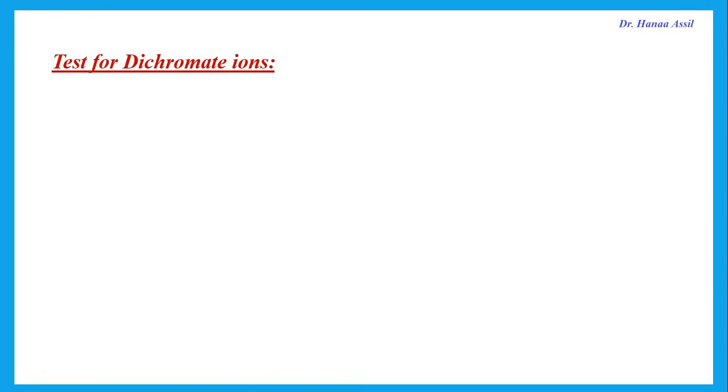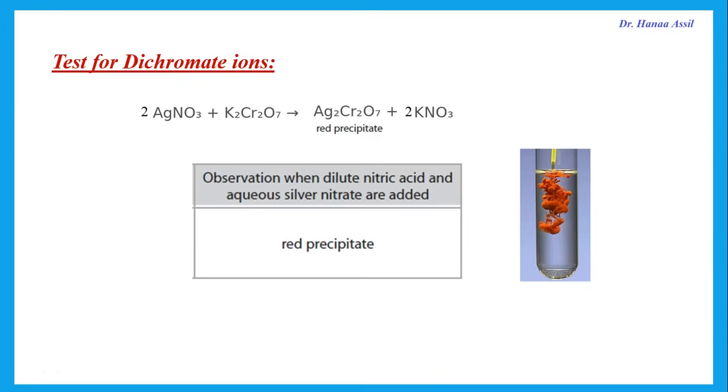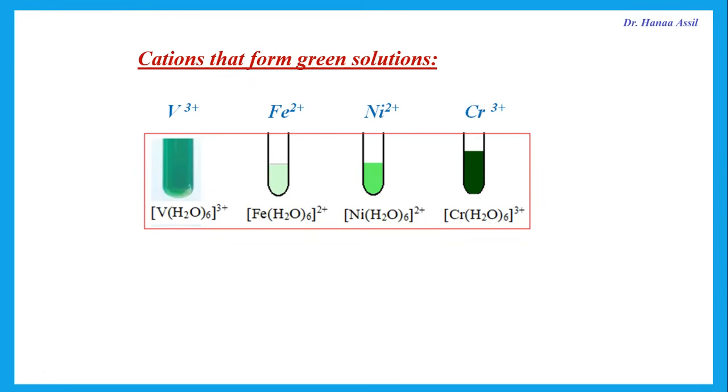So how do we test for dichromate ions? You should know that if I have dichromate and I add silver nitrate to it, so we're adding dilute nitric acid and silver nitrate, this gives a red precipitate of silver dichromate. You should be familiar with this.